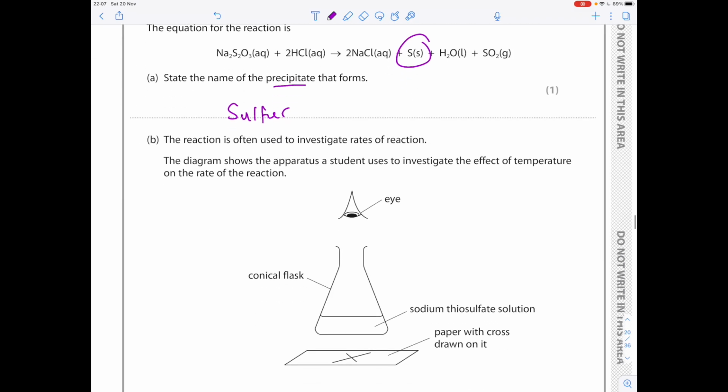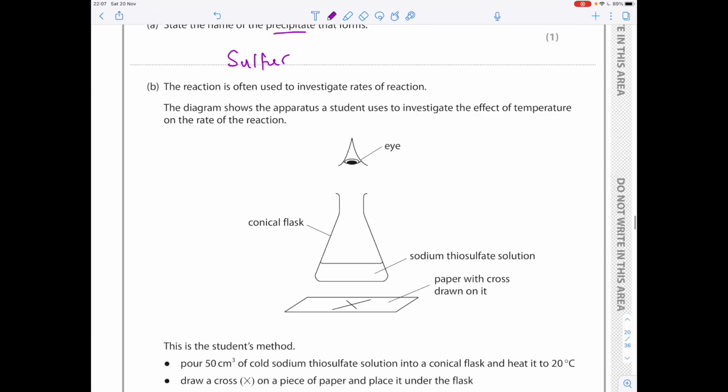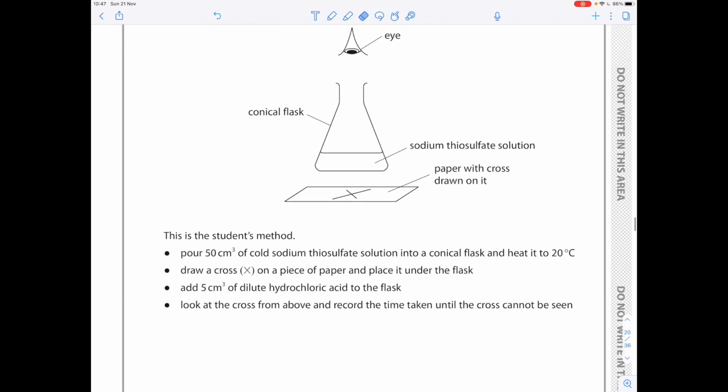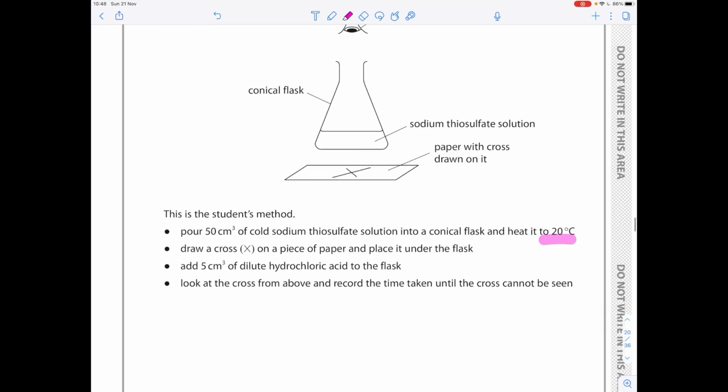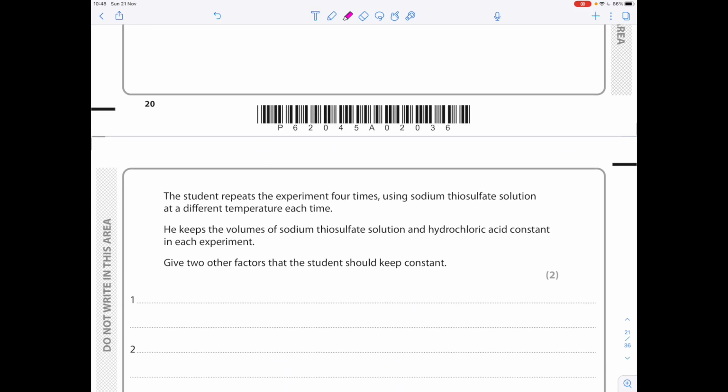The reaction is often used to investigate rates of reaction. The diagram shows the apparatus the student uses to investigate the effect of temperature on the rate of reaction. This is the student's method. Pour 50 centimetres cubed of cold sodium thiosulfate solution into a conical flask and heat to 20 degrees Celsius. Draw a cross on a piece of paper and place it under the flask. Add 5 centimetres cubed of dilute hydrochloric acid to the flask. Look at the cross from above and record the time taken until the cross cannot be seen.